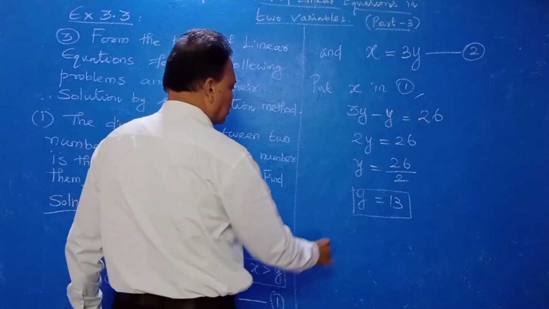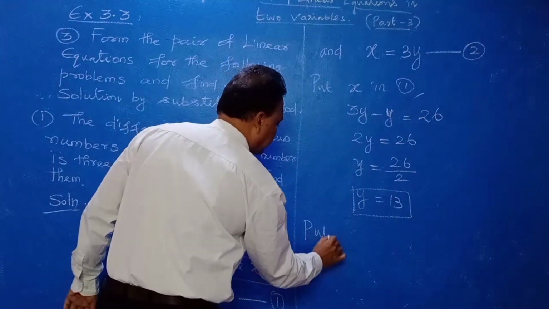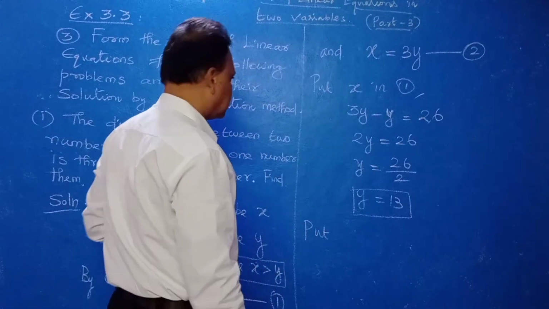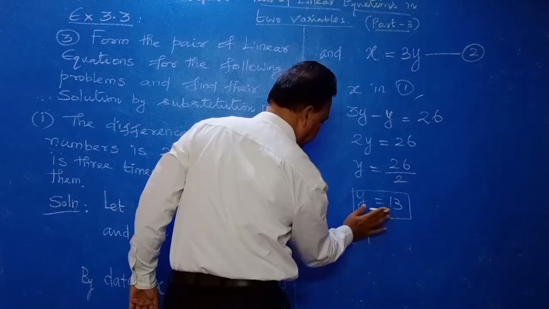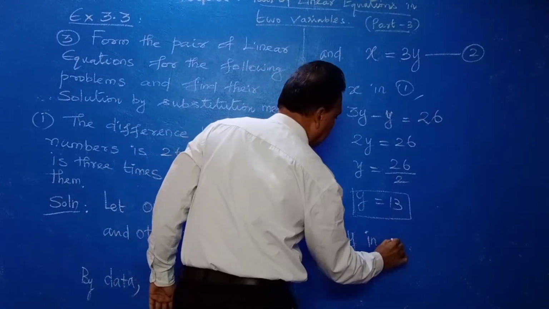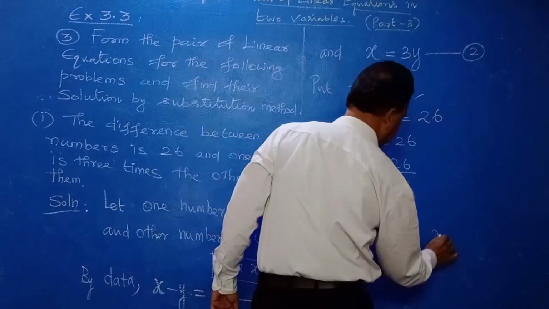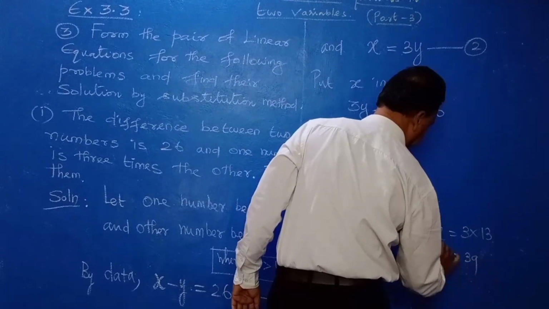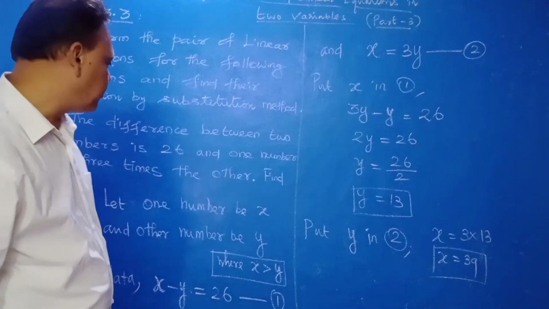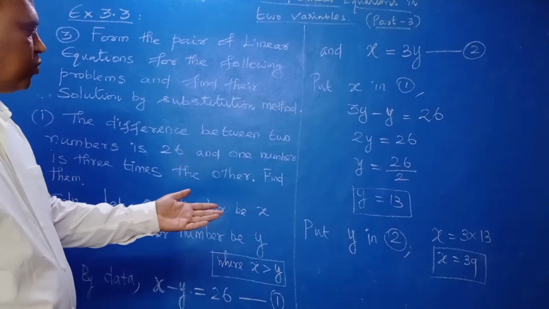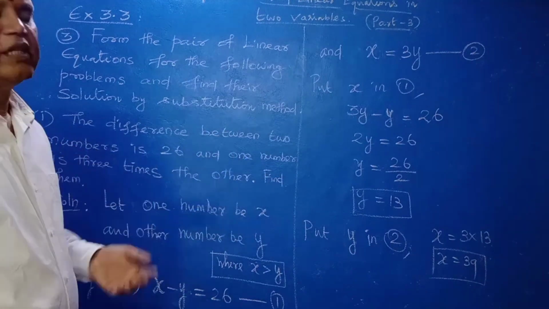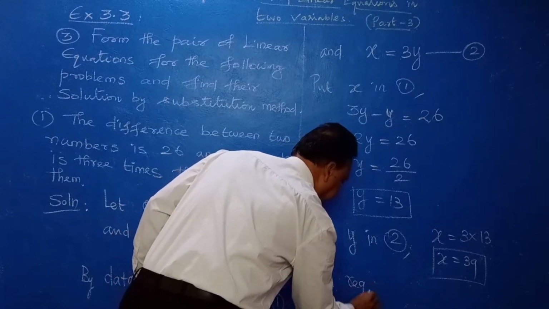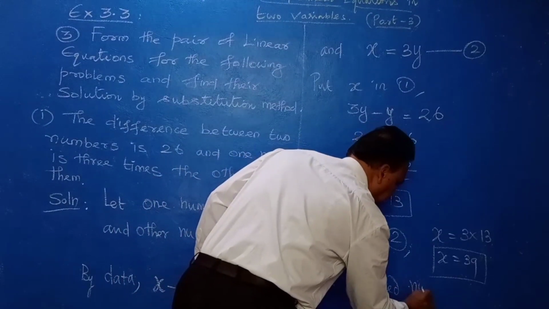Now put this y in 2. You can put it in 1 also, no problem, but if you put it in 2 you will get the answer straight away. So x is equal to 3 into 13. Therefore x is equal to 39. The required two numbers are 13 and 39.